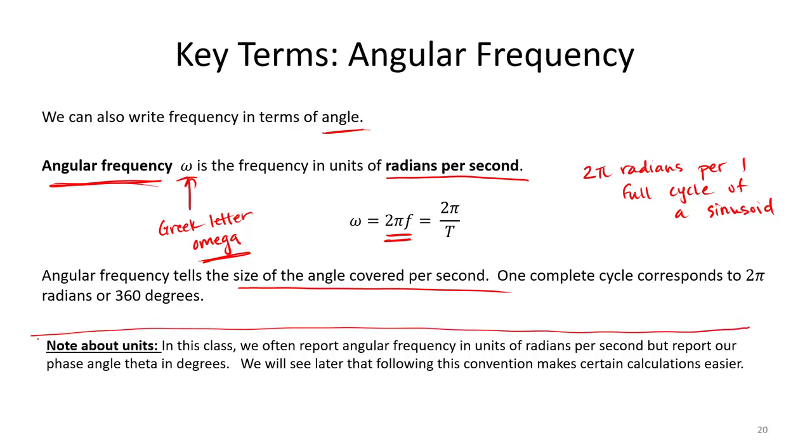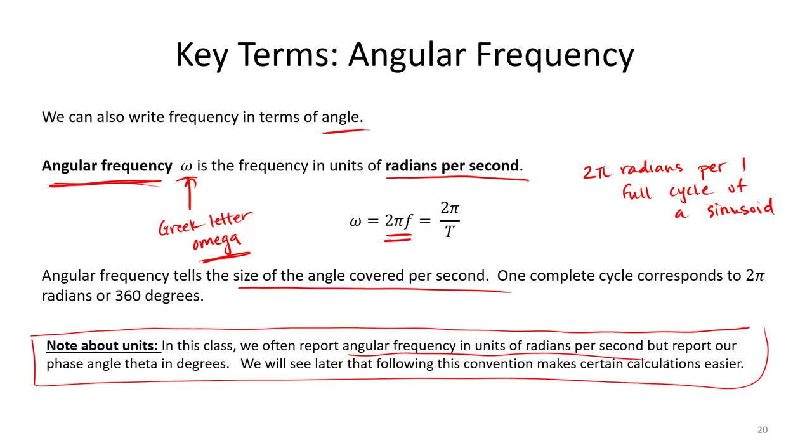And one thing we'll notice is that generally we like to report angular frequency in units of radians per second. We'll see later that we actually report our phase angle in degrees, and we'll learn that this actually makes our calculations a bit easier later on. So it's very important that you pay attention to which units you're working with. Make sure you keep angular frequency in radians per second.